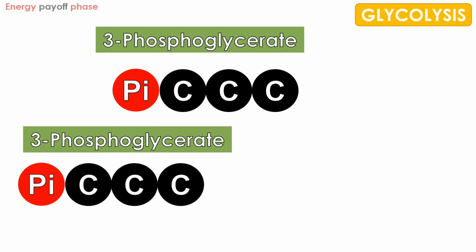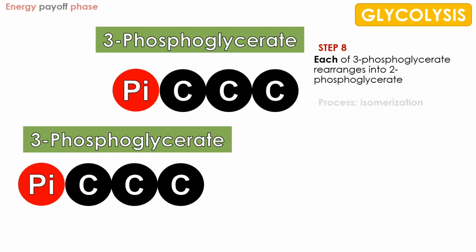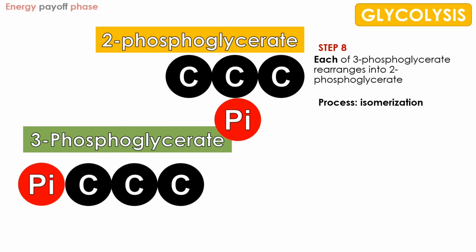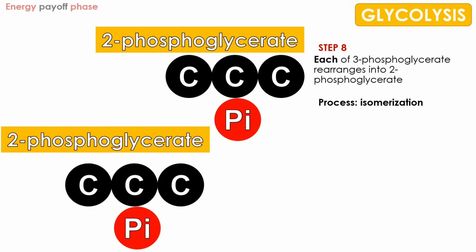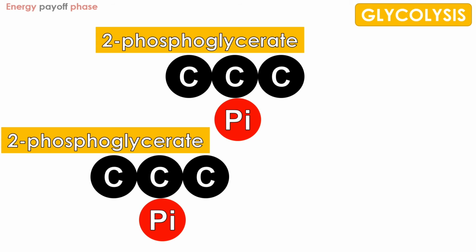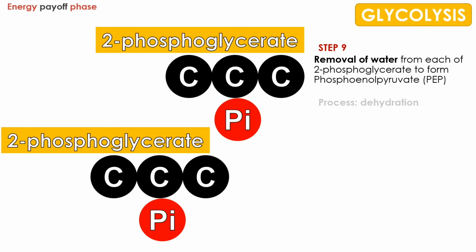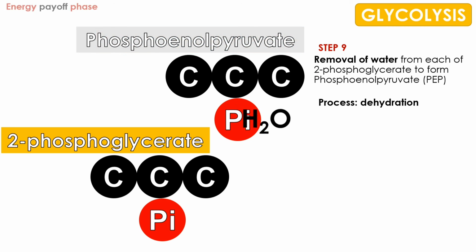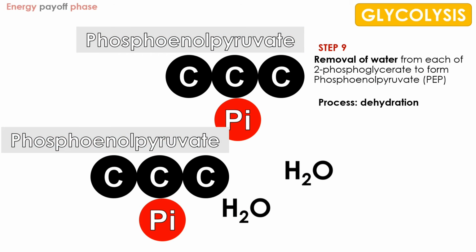The next step is isomerization. In this step, the phosphate group attached at the carbon number 3 will be transferred to the carbon number 2. So 3-phosphoglycerate will become 2-phosphoglycerate. Next, each 2-phosphoglycerate will undergo a dehydration reaction where a water molecule will be removed and form 2 molecules of phosphoenolpyruvate, or PEP.